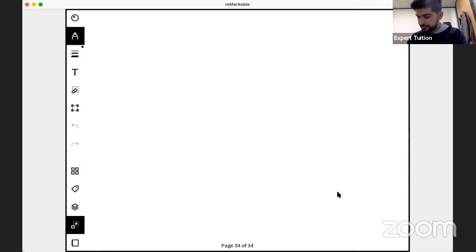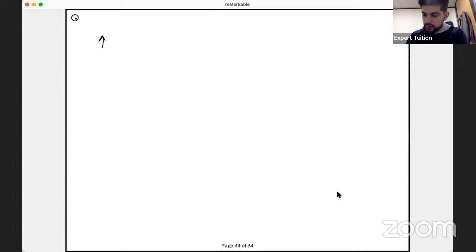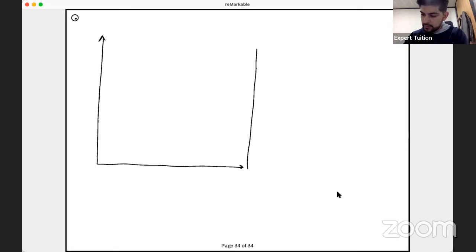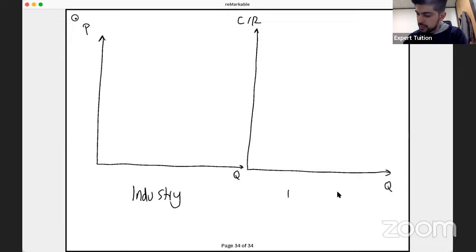So, okay, so I'm going to have two diagrams side by side to illustrate what happens between the short run and the long run in terms of perfect competition. So we've got price here, quantity here, cost/revenue, and quantity here. So this is the industry. These are all of the buyers and sellers in the market. And this is the firm, right?